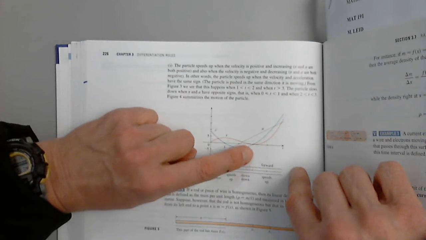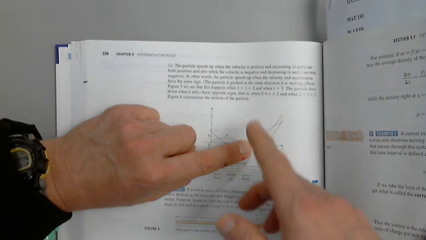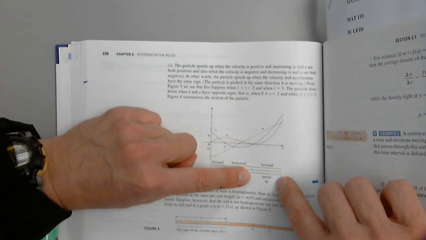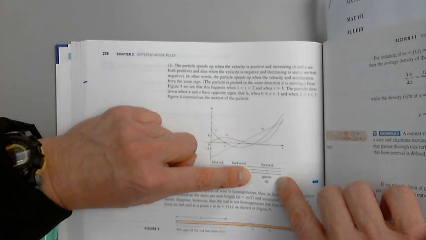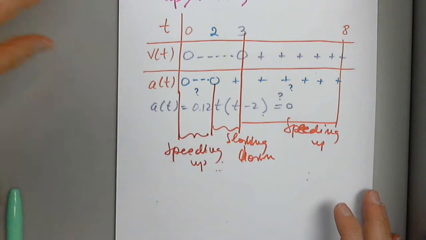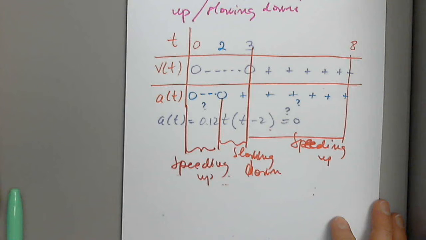And finally, between 4 and infinity, both of them are above the x-axis, obviously. They're helping each other, and they make the particle speed up because they have the same sign. Any questions about a problem like this? Any questions? Okay.